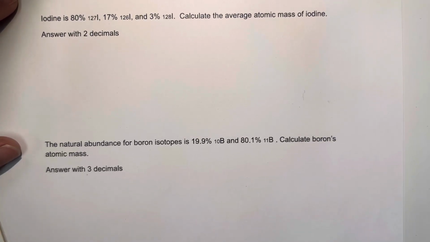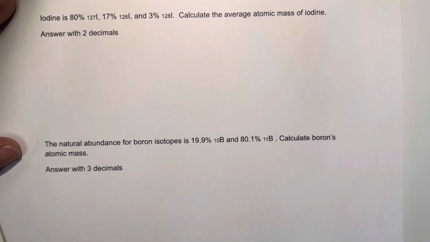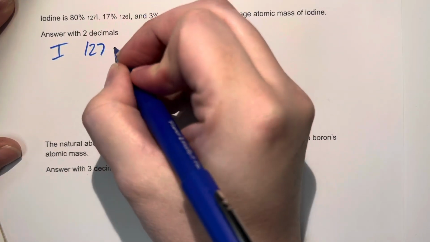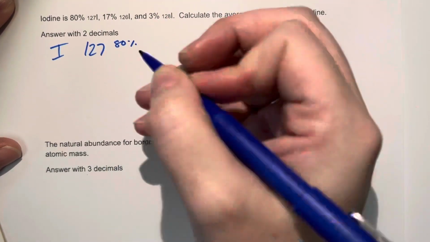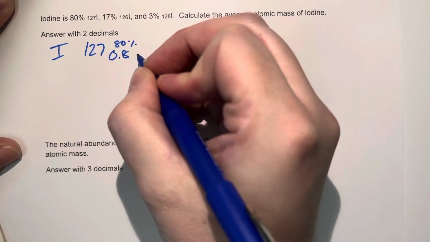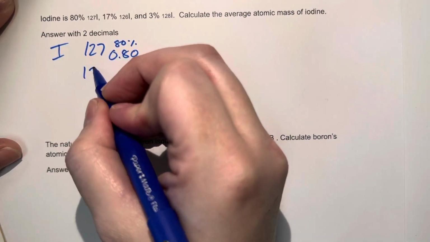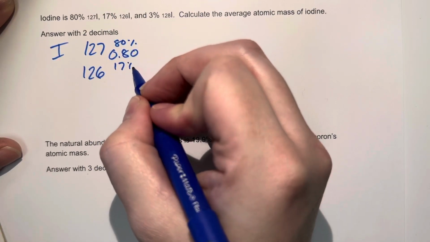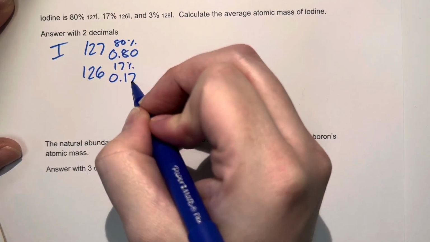Iodine is 80% abundant at iodine 127, 17% abundant at iodine 126, and 3% abundant at iodine 128. Calculate the average atomic mass for iodine. So iodine 127, we have 80% abundance. Moving the decimal over twice, it'll be 0.8. Iodine 126 has a 17% abundance. Moving the decimal over twice would be 0.17.